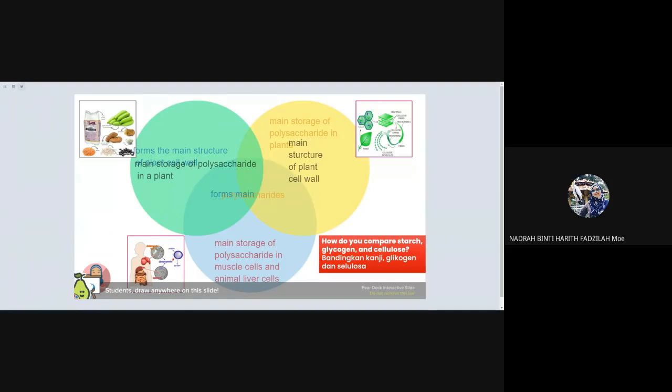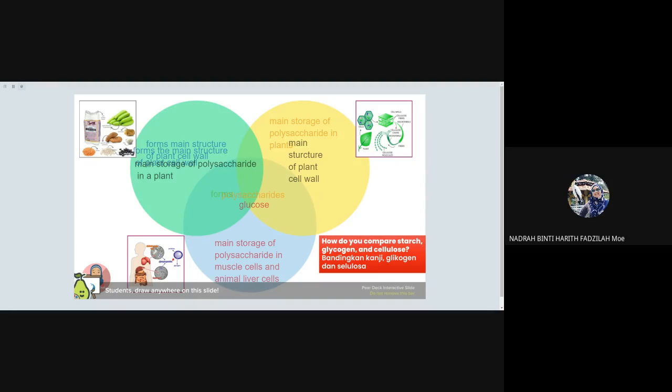Monomer tu is the building block of all three, the building block of all three are the same. Apa nama dia? Start dengan huruf G. Apa dia nama dia ya? Glucose, yes, very good. All three have the same monomer, built by the same monomer, which is glucose. Pandai. And I agree with you. Starch is the main storage for plant.